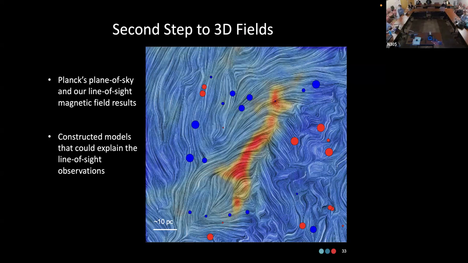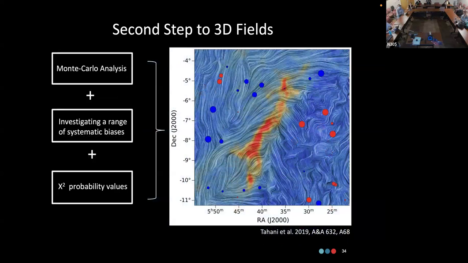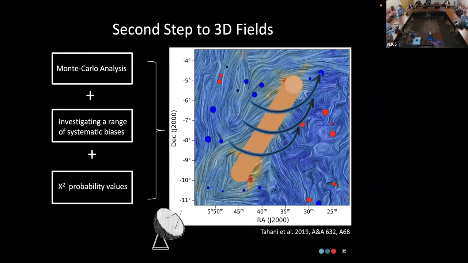We obtained synthetic observations from these models and compared them with real observations. And through a series of Monte Carlo analyses, investigating a range of systematic biases and chi-squared probability values, we concluded that an arc-shaped magnetic field morphology, where the magnetic fields bend around the filamentary structure and continue to the rest of the galaxy and the galactic magnetic fields, is the most probable candidate to explain this reversal that we're seeing.